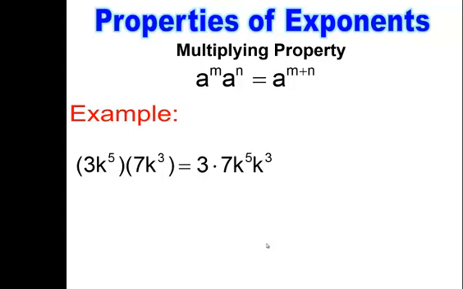And the like bases are that k. We have k to the 5th and k to the 3rd. So now you want to make sure you multiply the numbers. So 3 times 7 is going to be 21. And then for the like bases with exponents, you want to make sure you add the exponents together to simplify. So this will multiply to 21k to the 8th power.